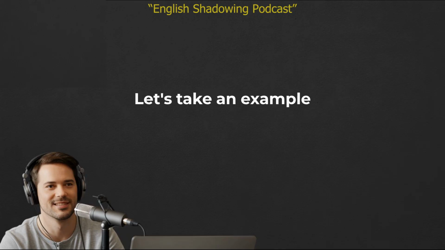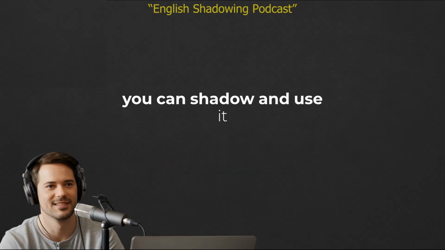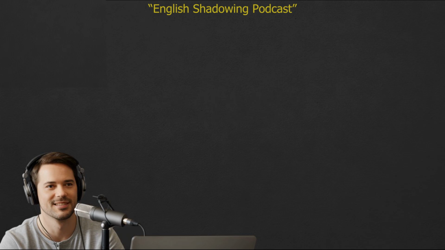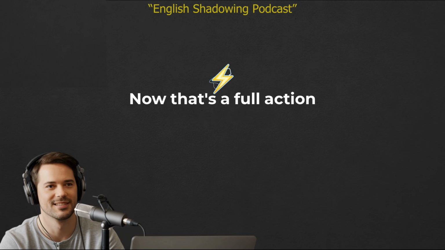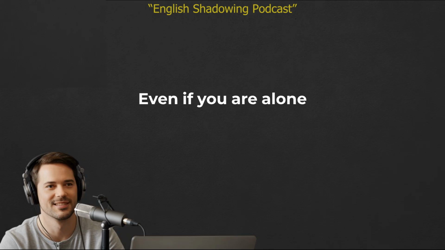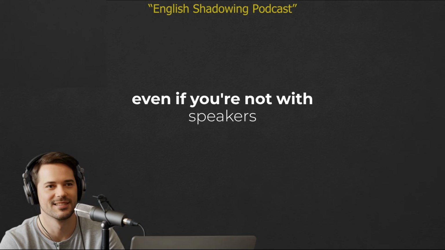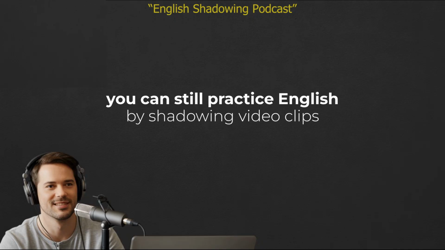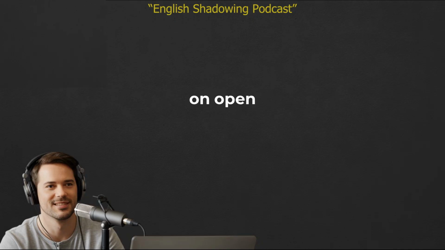Let's take an example. Imagine you are watching a clip. The person says, "Open the window." Open the window. If you've practiced, you can shadow and use it. You can say, "I open the window to let in fresh air." Now, that's a full action. That's real use. And that is your goal. Even if you are alone, even if you're not with speakers, even if you feel hesitant, you can still practice English by shadowing video clips on open.